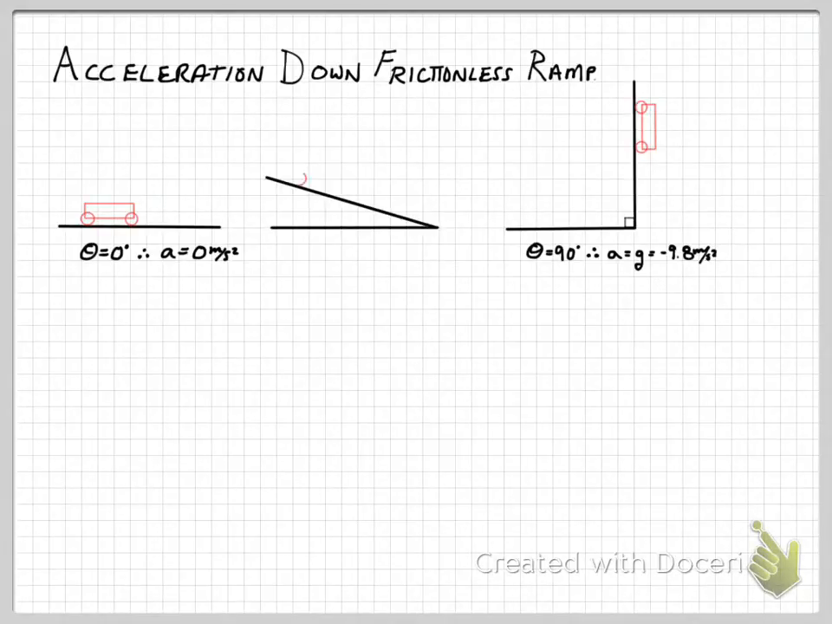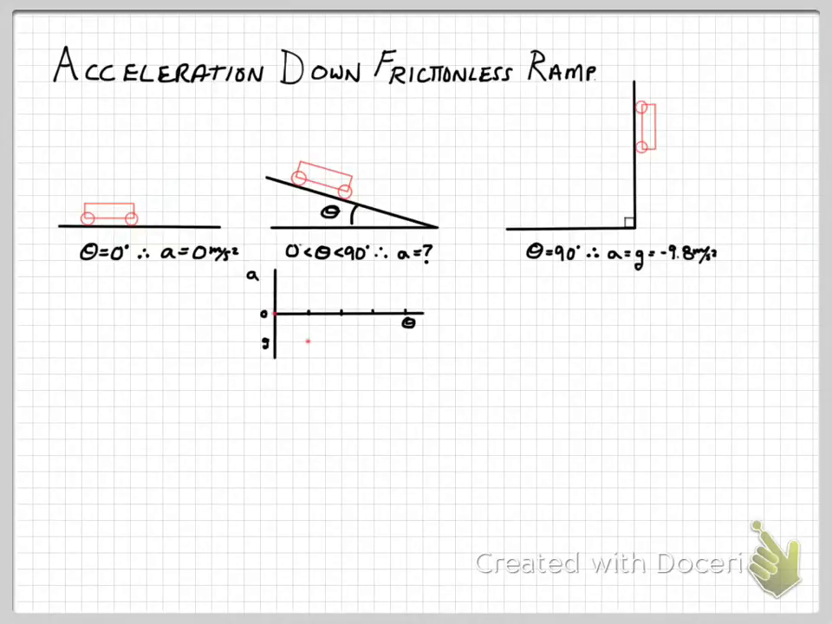The thought experiment takes another turn when we go to some angle theta between 0 and 90 degrees, in which we ask, what is the acceleration? If we begin a graph of our angle versus our acceleration, we can see that we have two data points, 0 degrees and 0 acceleration, 90 degrees and negative 9.8, or g. Please pause the video and predict how you will connect the 2 points.